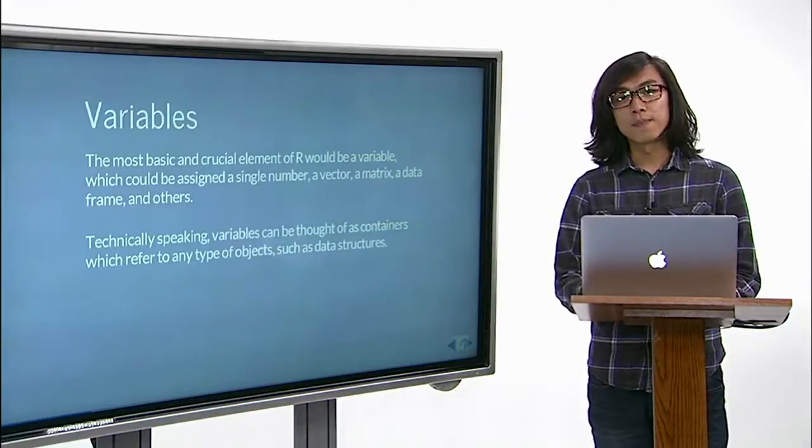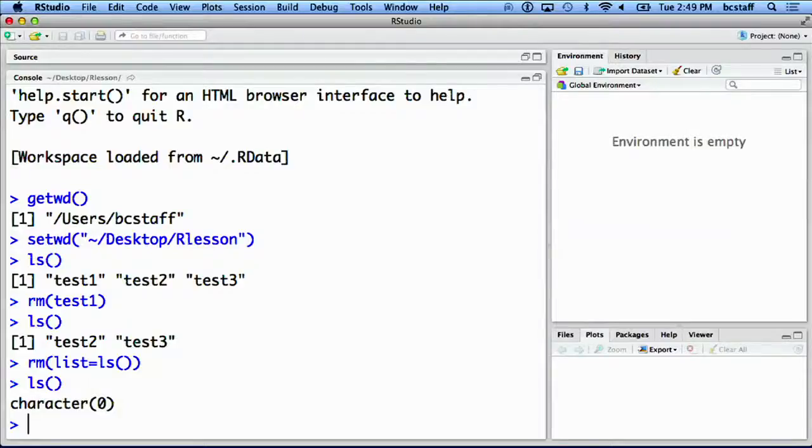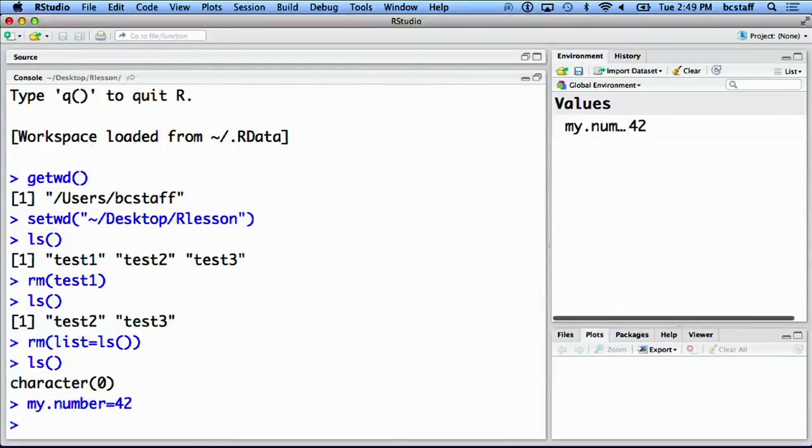Let's first assign numbers or characters to variables. We can simply assign a single number such as 42 to a variable. This gives the variable myNumber a value of 42. You can show the value of myNumber with a print command.